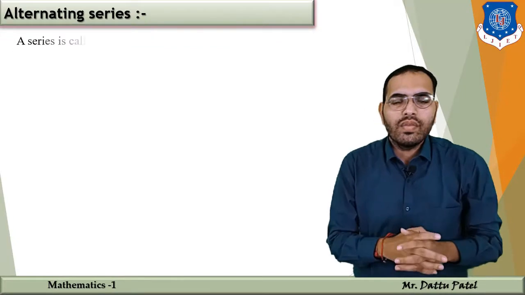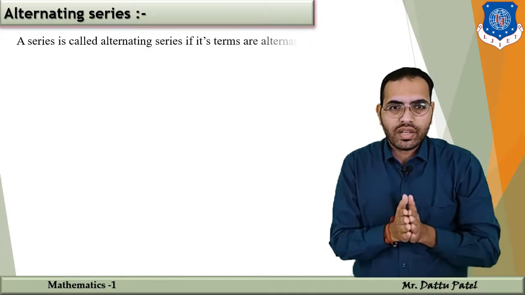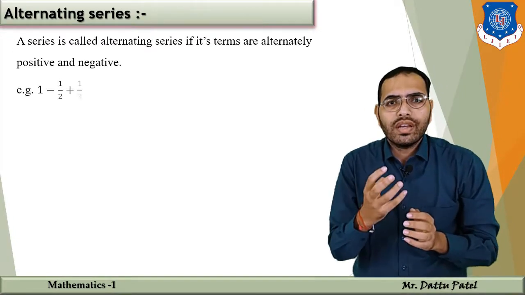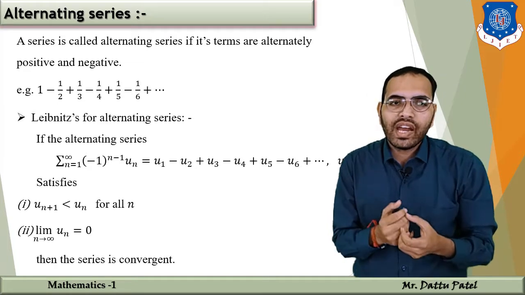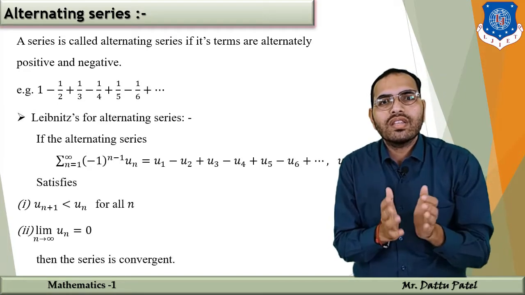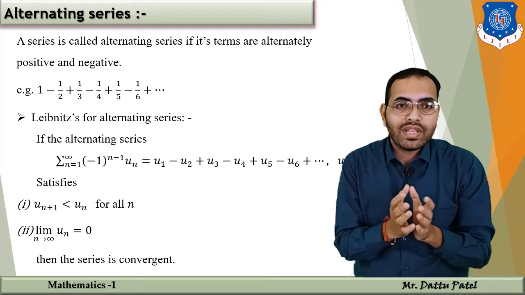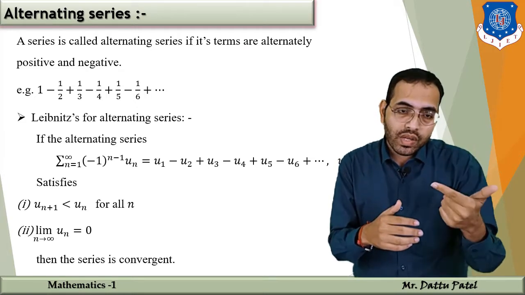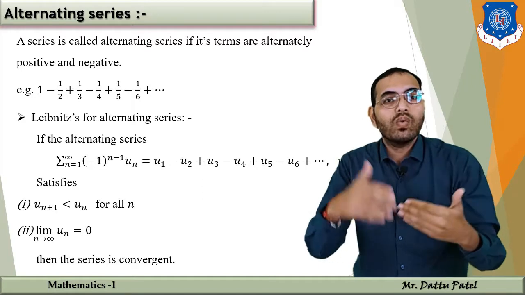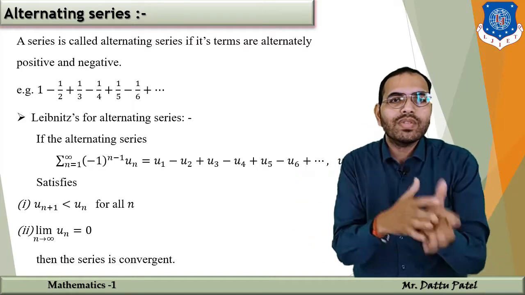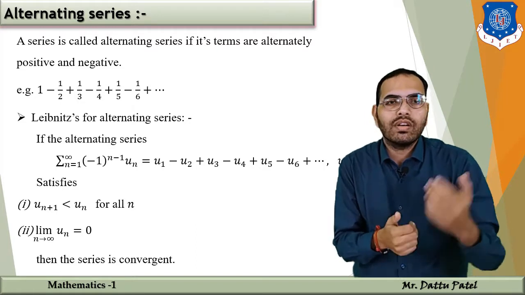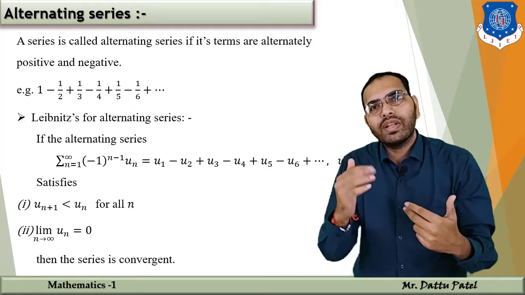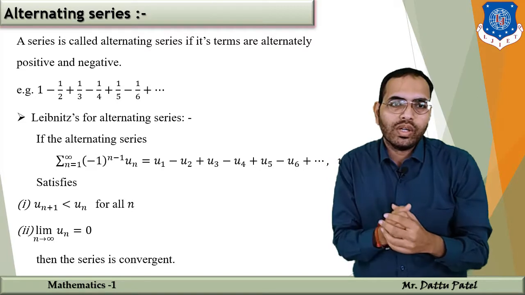Now let's see the next topic, which is alternating series. If its terms are alternating, meaning positive and negative, then we can say that the series is an alternating series. That means the first term is positive, then negative, positive, negative, and so on. This type of series is an alternating series. For example, 1 minus 1 half plus 1 by 3 minus 1 by 4 and so on.